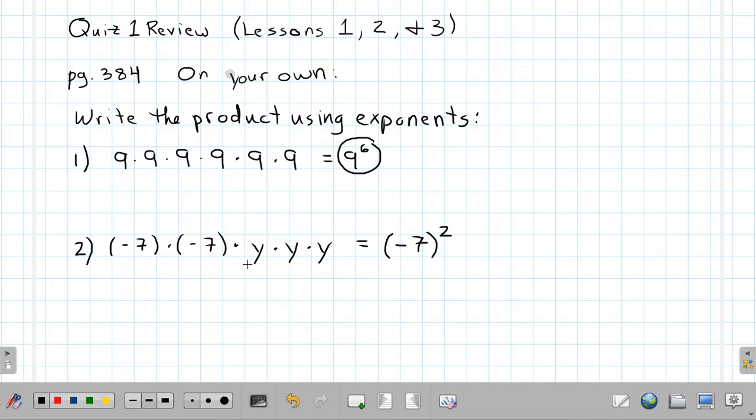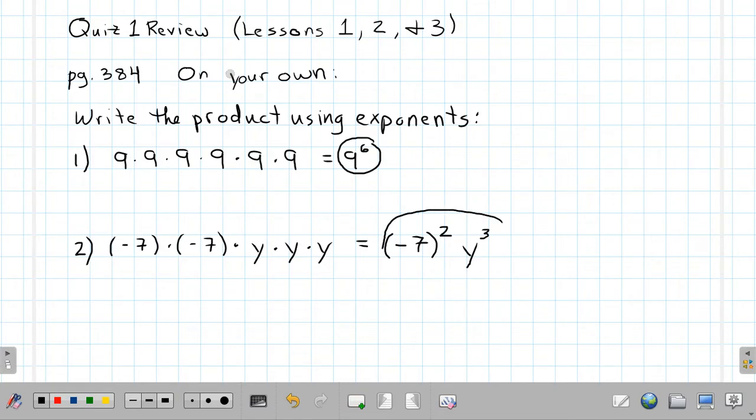Okay? Now, we also have y here. Well, y's are just variables in this case. That means they are representing numbers, so we can treat them as numbers. So it's not the same number as the -7, though, so we actually have to write it out. So the next base we're going to have is y. Well, how many times does the y repeat, or how many times is the y there? Well, it's there 1, 2, 3 times. So the exponent on the y is going to be 3.